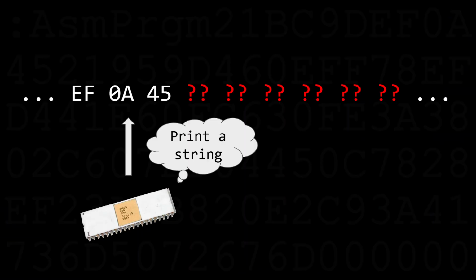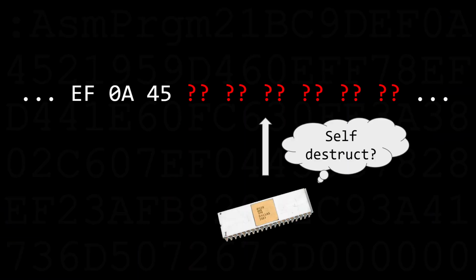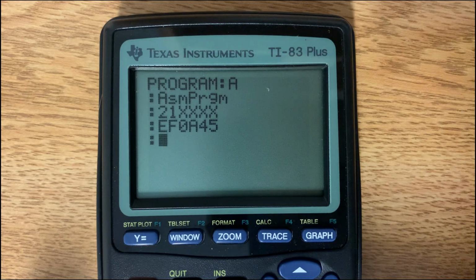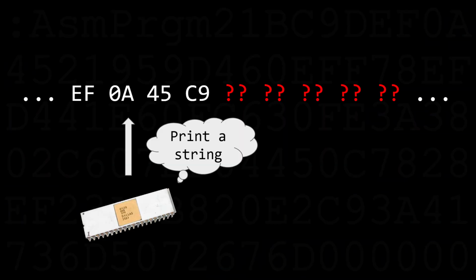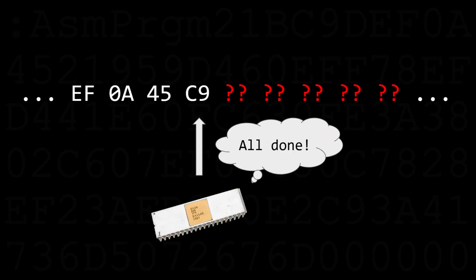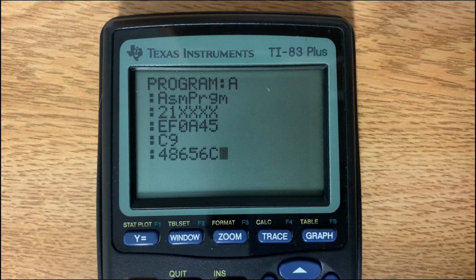But if we end our program here, the CPU will just keep executing whatever comes after our program in memory, which will most certainly cause a crash. The operating system runs our program like a function. So when we're done, we use the return command, C9, to hand control back to the operating system. Now, the CPU won't execute anything that comes after. This is a great place to put our zero-terminated string.